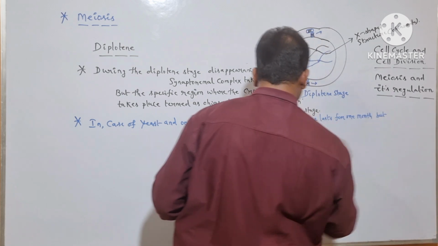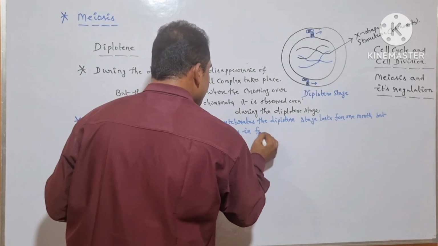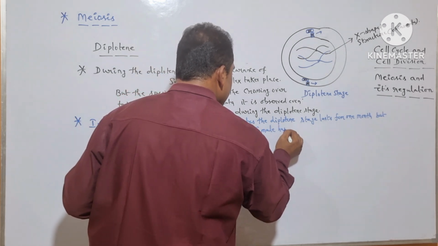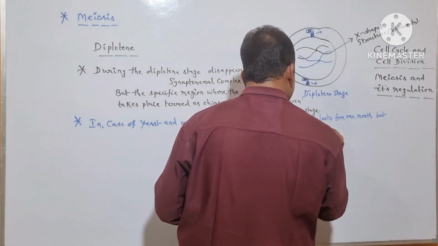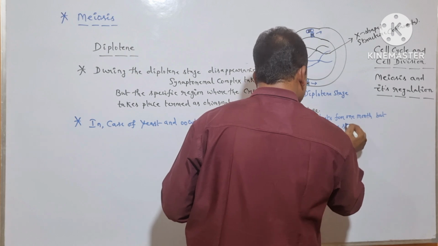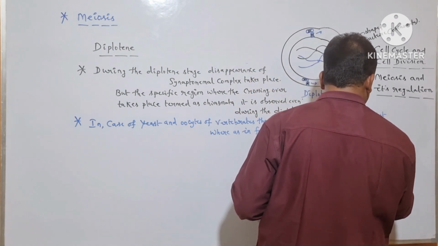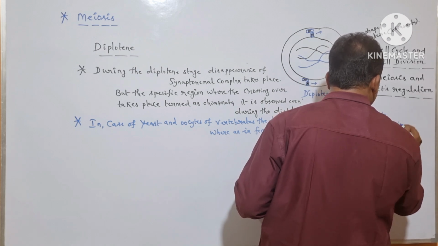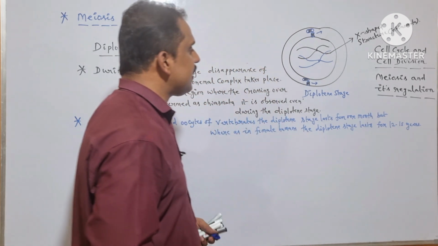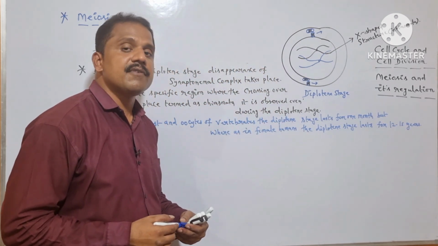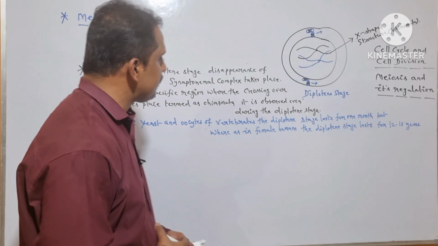Whereas in female humans, the diplotene stage lasts for 12 to 15 years. Is it clear? So this is regarding the diplotene stage in detail, and after this we will be studying diakinesis. So what is diakinesis? Let me arrange the things here.